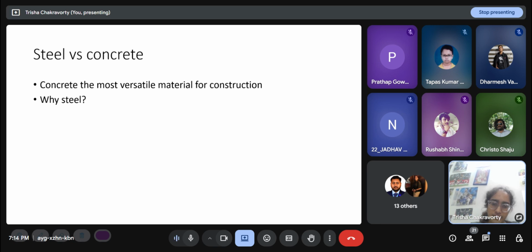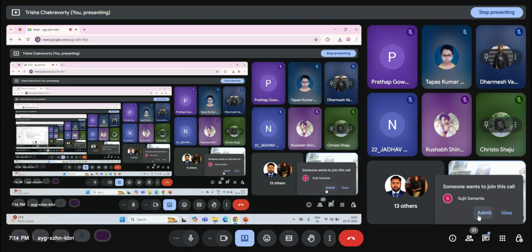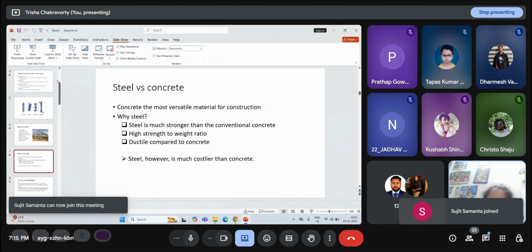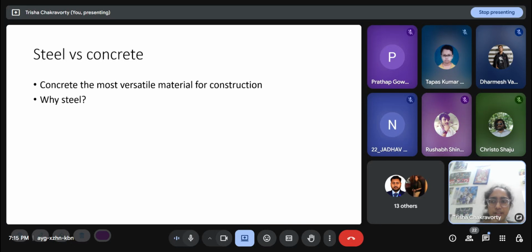So concrete is the most versatile material for construction. So why do we use steel? The versatility comes in large part because concrete is cheaper, and concrete can be cast into all sorts of shapes. We know concrete is made of cement, aggregates and water. These are very cheap materials, and they can be mixed. Generally we have concrete in a liquid, or flowy kind of form, and whatever shape you make the form work, you can cast the concrete, it will set and it will form that shape.